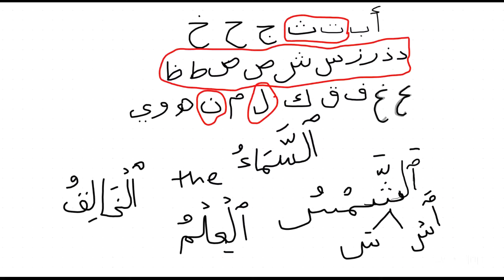But when the Laamut-Ta'areef is followed by a moon letter, the lam gets sukun and it gets pronounced halfway, like we do any other letter that has sukun. So we pronounce it as al, and then we pronounce the moon letter without shadda. The letter that comes after the Laamut-Ta'areef only gets shadda when it is a sun letter, and does not get shadda when it is a moon letter.